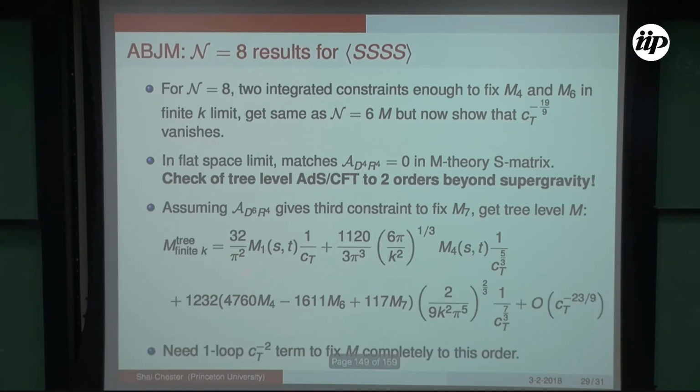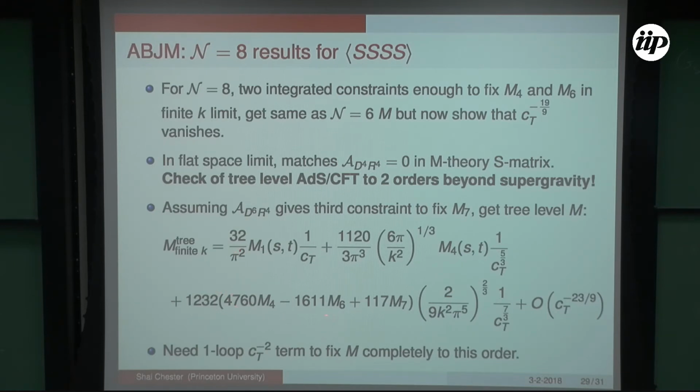And so this is a CFT correlator, I believe, fixed to the highest order known yet beyond supergravity, all the way up to c^(-7/3). And this is kind of as far as you can probably get with protected quantities, because beyond D^6 R^4, things aren't protected anymore.